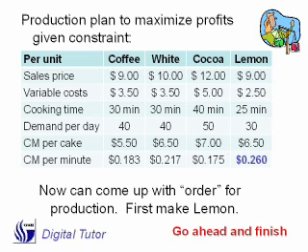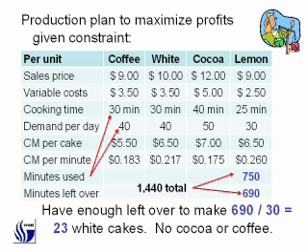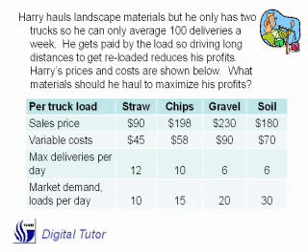I got you this far. So you would satisfy the demand for lemon cakes, and then you would make as many white cakes as you had oven time left over. Here's another one. Freeze your frame and work it, and then we'll discuss it together.